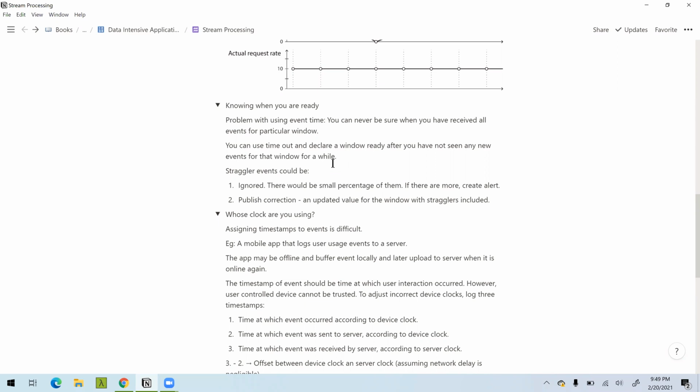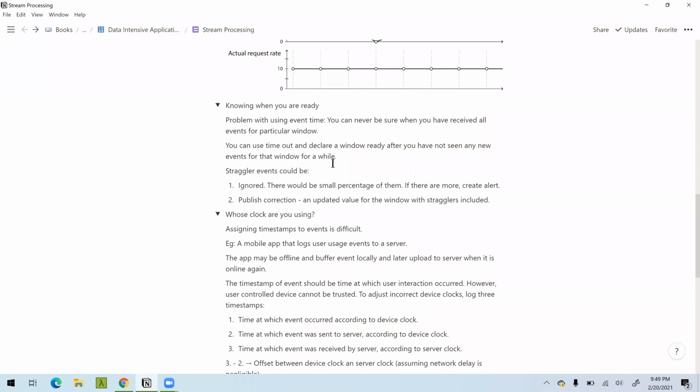Now when my mobile app becomes offline, then I cannot upload any data to the server, right? But still I'm interacting with the app. So that app would be locally storing that data in a buffer, and whenever my app becomes online again, it will send that buffer of events to my server, saying these are the events that happened when the app was offline.